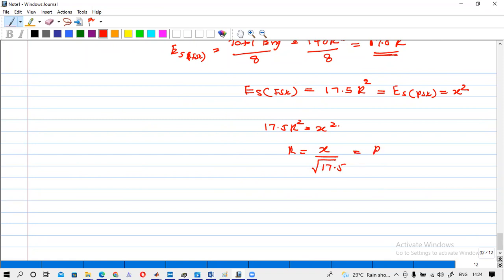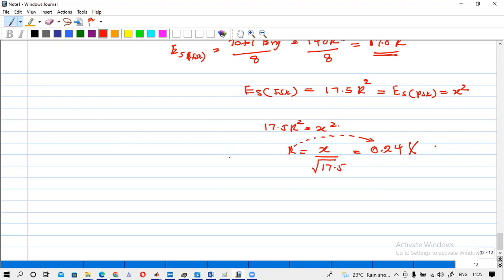Can someone tell me the R value in terms of X? It is 0.239, that is 0.24X. So this is the R for the minimum distance for this scheme.